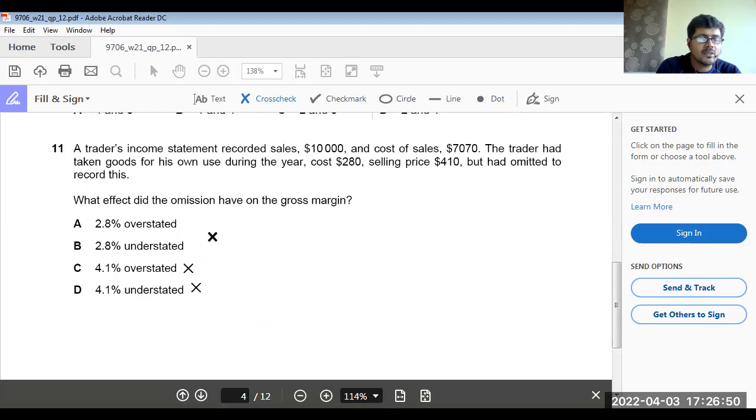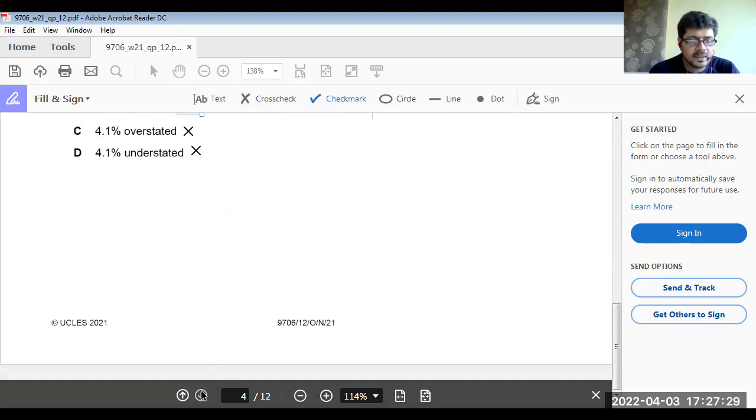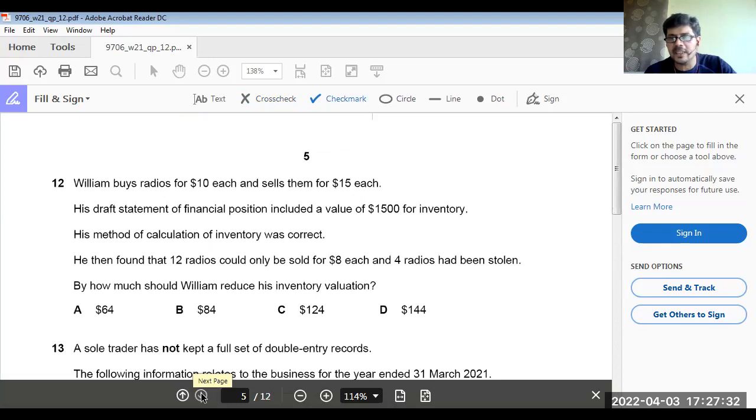Now, because we forgot to record the goods taken by the owner from cost of sales, we have to decrease cost of sales. When we decrease cost of sales, our gross profit will increase. At this time, when we have not yet rectified the error, it means our gross profit is still understated. Getting my point here. So that option should be the answer. Now remember that the selling price of the inventory taken by the owner has nothing to do with this question.